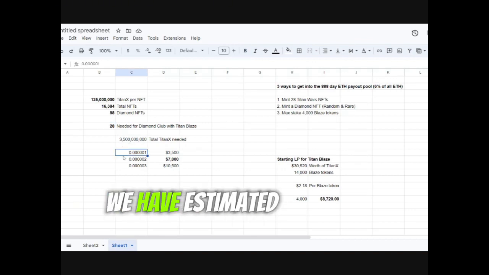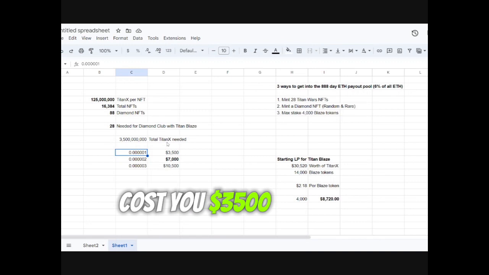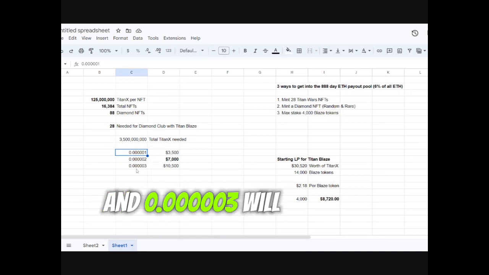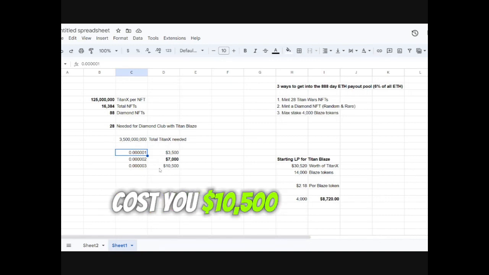Looking at this, we have estimated prices of TitanX. So 5 zeros and a 1 will cost you $3,500. 5 zeros and a 2 will cost you $7,000. And 5 zeros and a 3 will cost you $10,500.